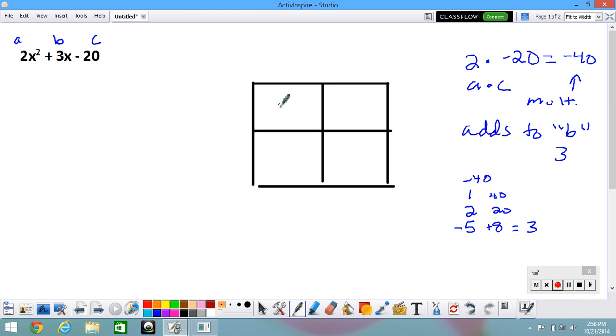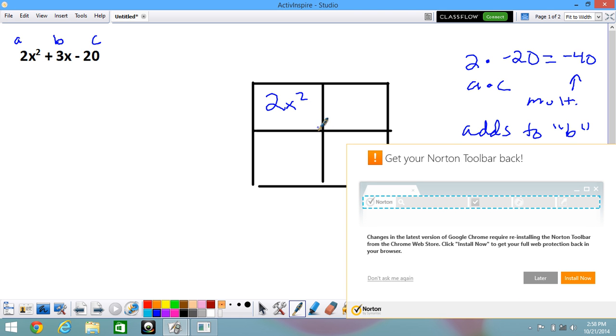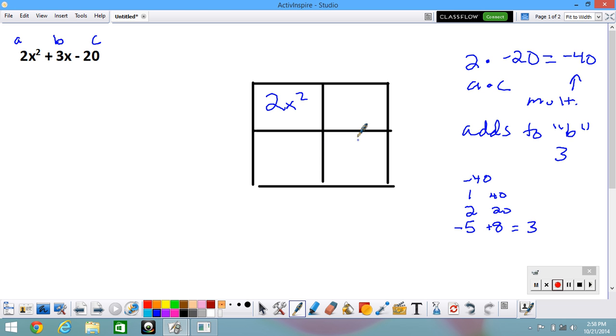So this is what I'm going to do. In the top left box, I'm going to put my 2x squared from the original problem. In my bottom right-hand box, I'm going to put negative 20, also from my original problem. Now, when I multiplied whatever the factors were together to get 3x, I must have added these two boxes. And what I added together was negative 5x and 8x. It does not matter where you put these. I'm going to put the 8x here and the negative 5x here. It really does not matter.